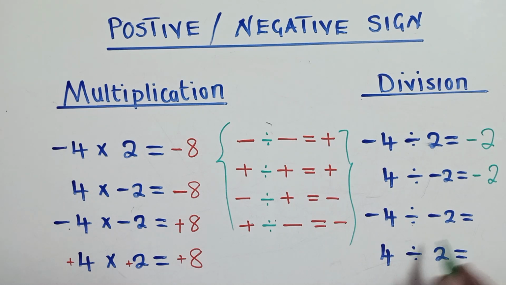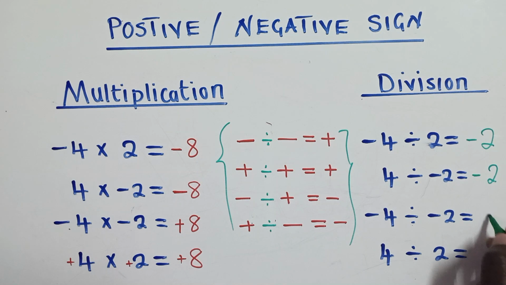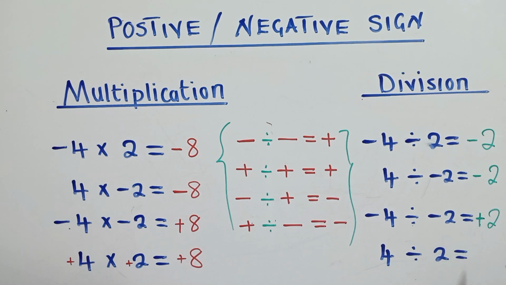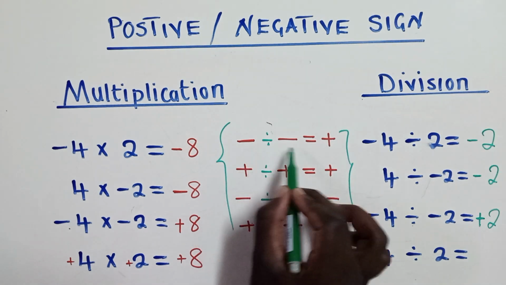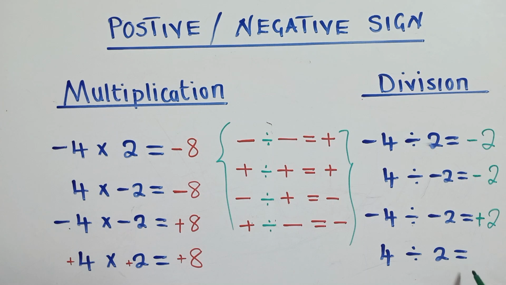Let's come to this one. We're going to say 4 divided by 2. It's a 2. The sign here will be a positive. Why? Because when dividing same signs, we get a positive answer. Here also it will be a 2 and a positive. Why? Same signs, positive.